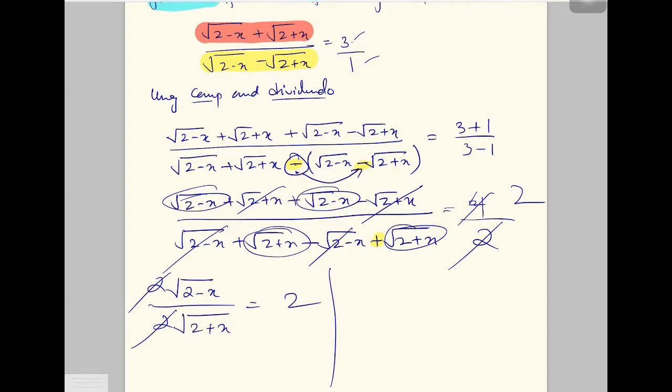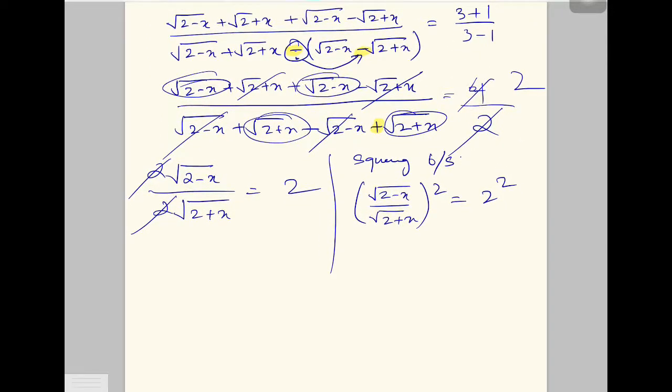Now time to cross multiply. Sorry, not cross multiply, squaring both sides. When I square both sides, I get square root of 2 minus x divided by square root of 2 plus x whole square equals 2 square. Finally, what happens to the square root and square? They cancel each other. So these two square roots get cancelled, because root x into root x is x. So following the same logic, root 2 minus x whole square is only 2 minus x divided by 2 plus x, and this side I have 4.